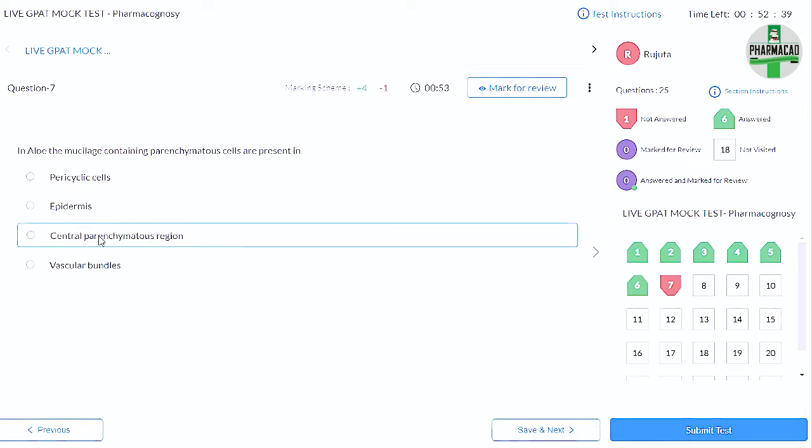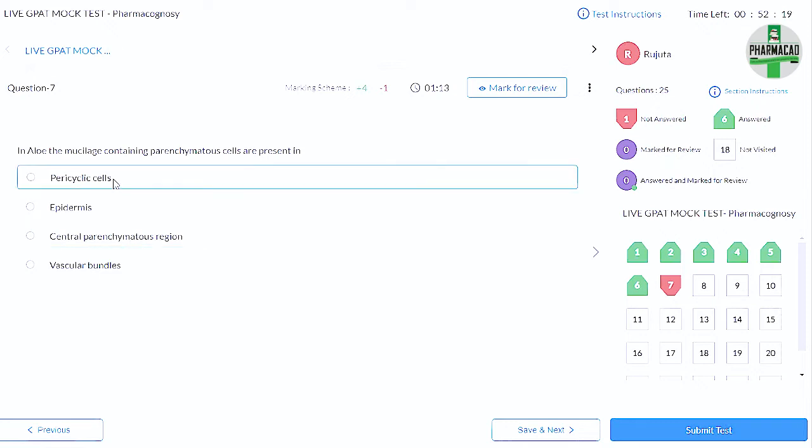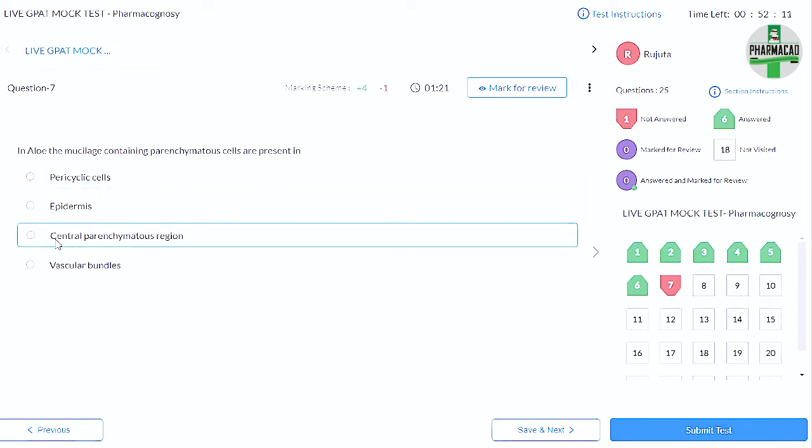When we talk about mucilage, there are two parts. One is latex and one is mucilage. Generally what is seen is that latex is present in the outer part and mucilage is present in the inner part. That is the logic you can apply while answering. So the answer for this is central parenchymatous region. Pericyclic cells have the presence of latex. Make a note of this.